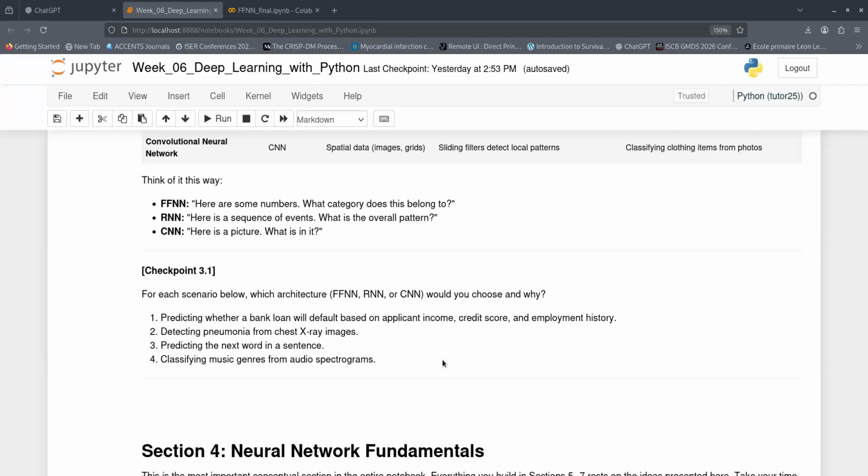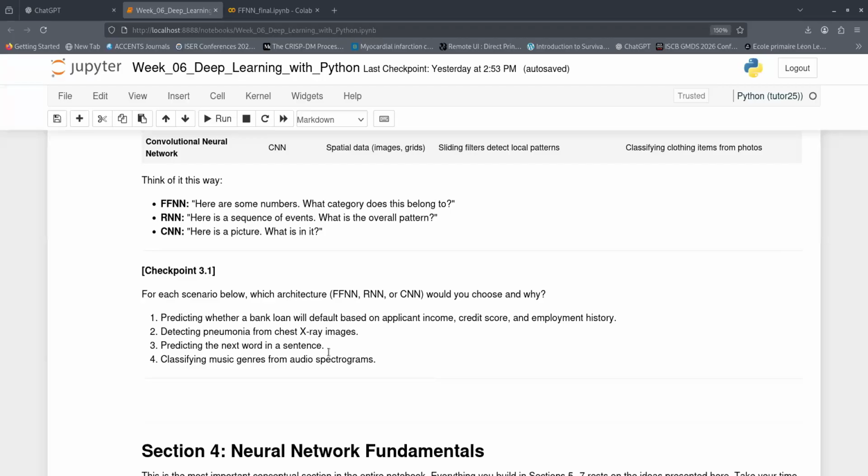That one now involves pictures, images. So I think yes, that one should be the convolutional neural network. And then predicting the next word in a sentence, that one now deals with numbers.